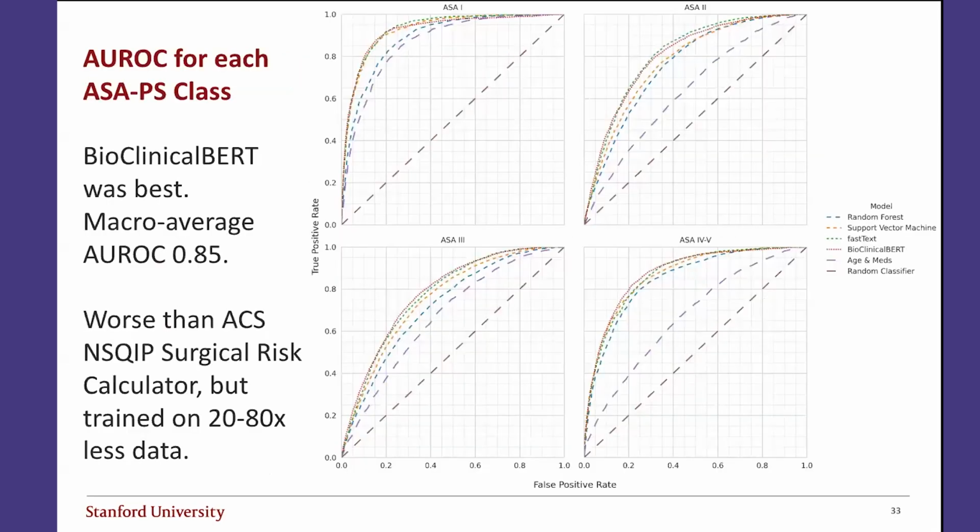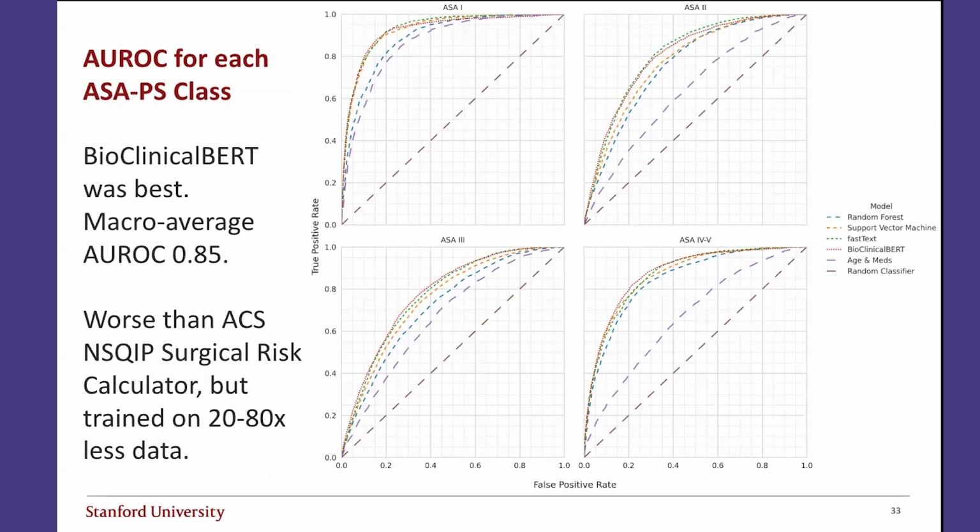So we trained all those different models, and we found that bioclinical BERT was the best. Here, what I'm showing you is an AUROC curve for each of the output classes. For this particular study, because we had so few patients who are ASA 4 and 5, and the meaning of ASA 4 and 5 is that they're all pretty sick, we just combined those classes together.